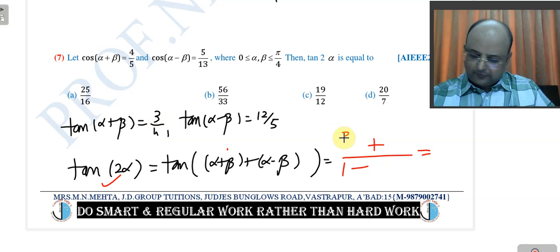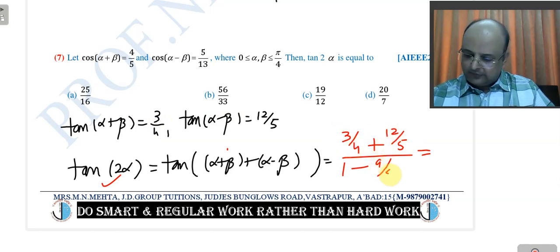tan(α + β) is 3/4. tan(α − β) is 12/5. Okay, and this into this, 4 3s are 12 if I go for, and this will be 9/5.